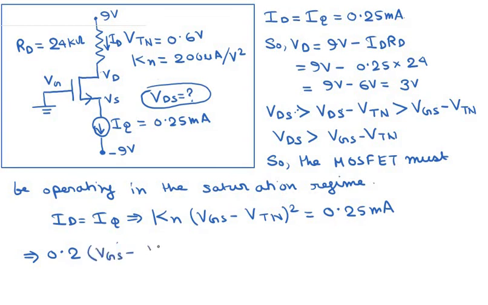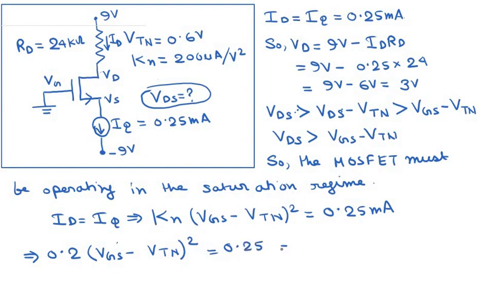into (VGS minus VTN) whole square. Why we convert it into milliampere per volt square is because we have this unit milliamperes over here. So the units on both sides of the equation must be consistent. That is why we convert Kn from 200 microampere per volt square into 0.2 milliampere per volt square, because we have milliampere on the right hand side of the equation.